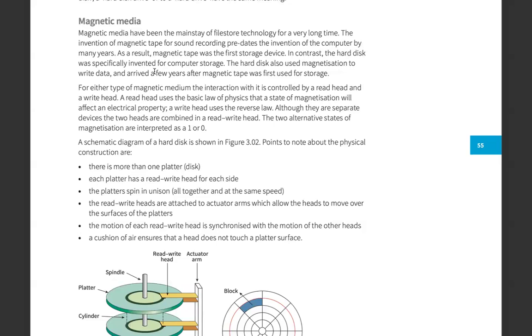A read head uses the basic law of physics that a state of magnetization will affect an electrical property. A write head uses the reverse law. Although they are separate devices, the two heads are combined in a read and write head.